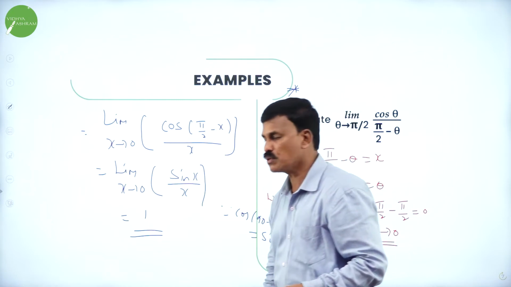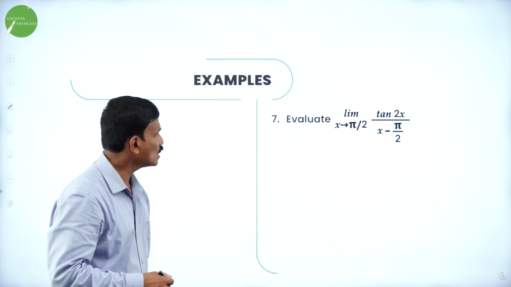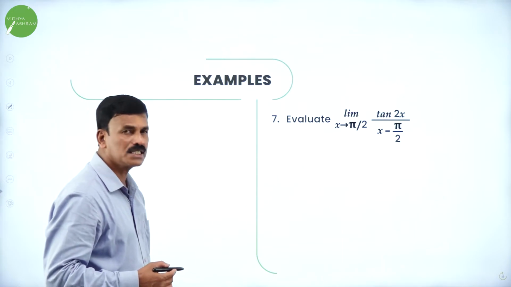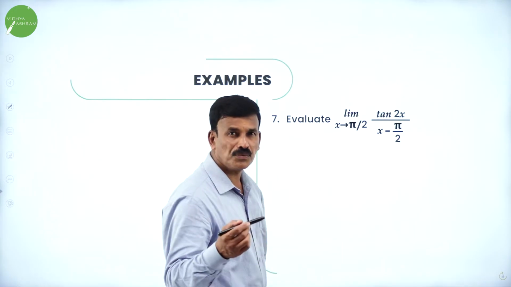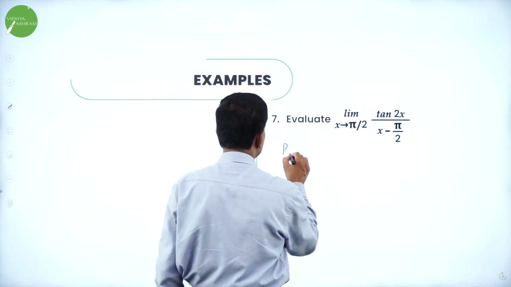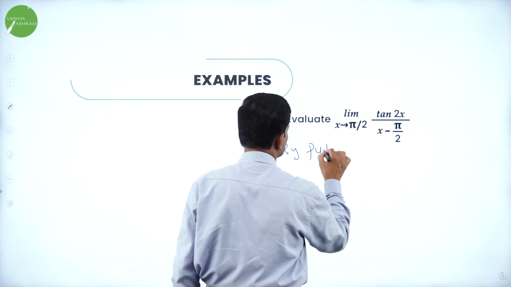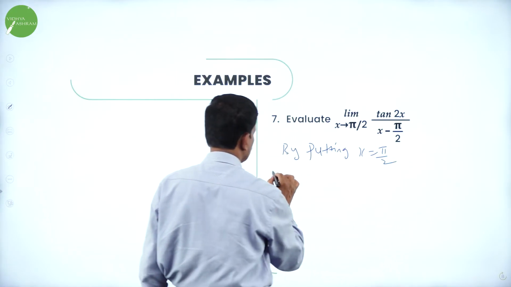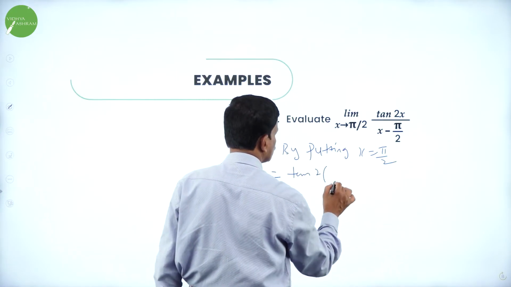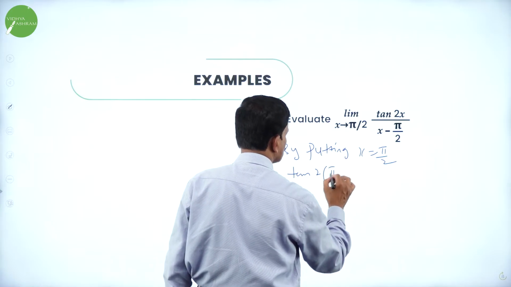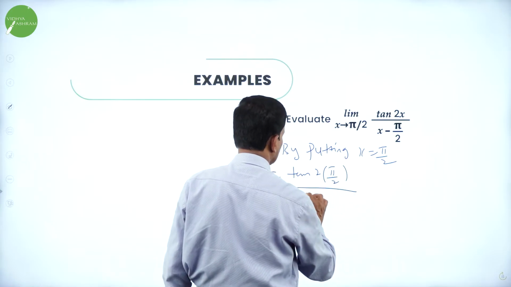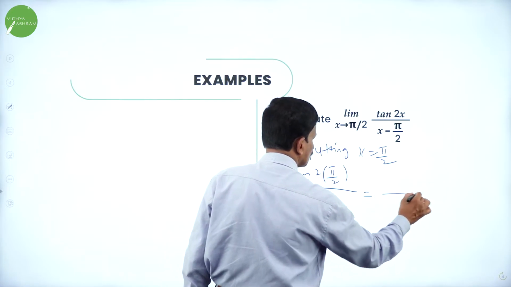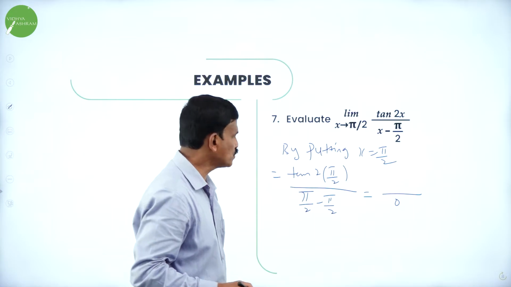Now, let us come to the next problem. Limit x tends to pi by 2 of tan 2x divided by x minus pi by 2. Now, if you put x is equal to pi by 2, this equation reduces to tan of 2 times pi by 2 divided by pi by 2 minus pi by 2. So the denominator pi by 2 minus pi by 2 is 0.